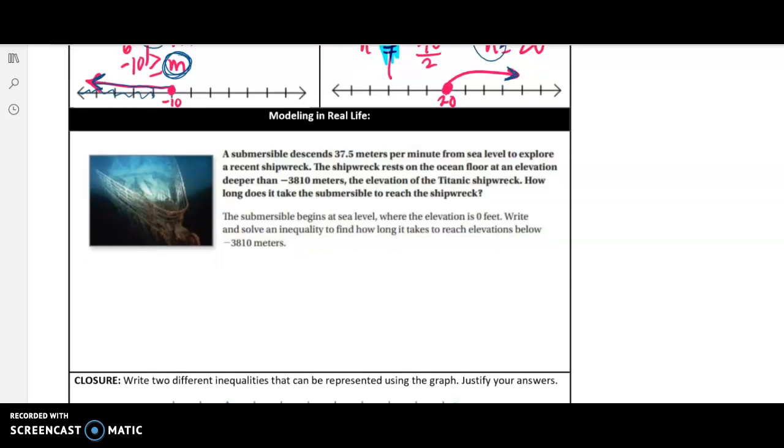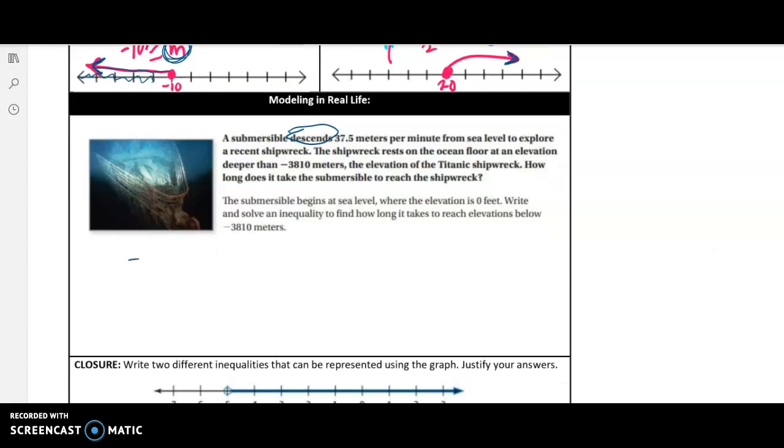All right, so for the word problem, you'll notice that it says the word descends. That means that it's going downward, so that's going to be negative. So we have negative 37.5 meters per minute, but we don't know how many minutes, so I'm just going to put an x there. And it says that the shipwreck rests on the ocean floor at an elevation deeper than 3,810 meters. So if it's deeper than that, that means that I'm going to have a greater than or equal to sign. Oh, nope, just greater than negative 3,810.